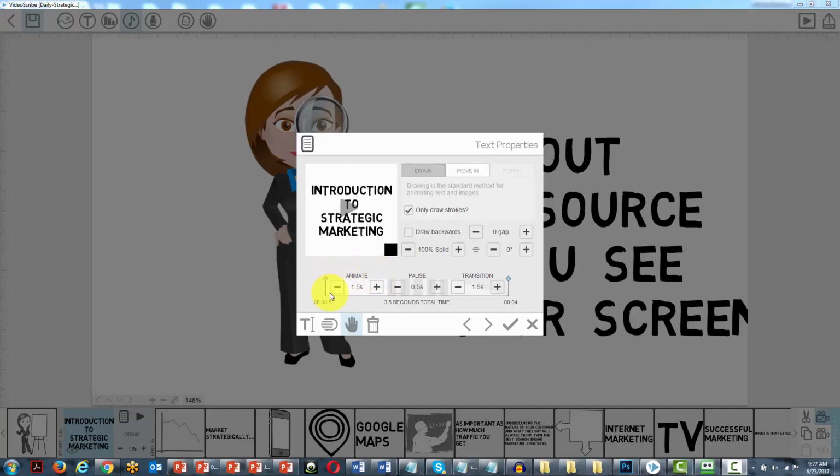Now this may be called something different in your video creator, and the effect that you're trying to achieve is only partially important. What's important is the length of time that you decide that image is going to be drawn. And you can see here that it was decided that this writing, Introduction to Strategic Marketing, was going to take 1.5 seconds. Now, let's take a look as to how that works.